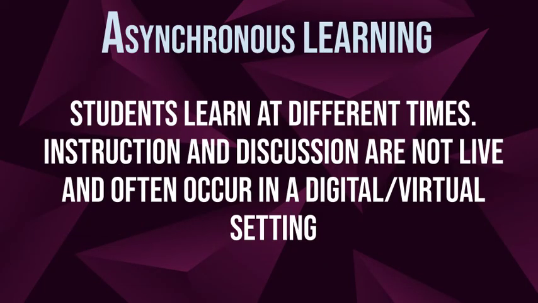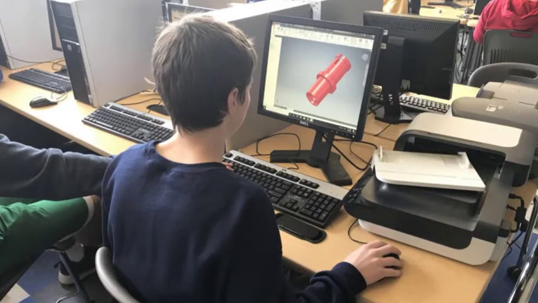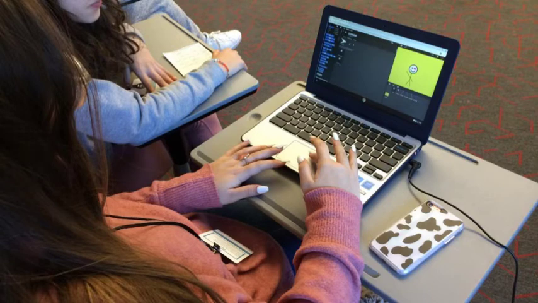Asynchronous learning is a little bit different. In an asynchronous model, students learn at different times. Instruction and discussion are not live and often occur in a digital or virtual setting. This model might require students to log onto a computer, regardless of their class time, to participate in assignments that have been posted online, to watch videos of their teacher or other professionals teaching a concept, or to engage with other students over content that's not being delivered at that given moment.